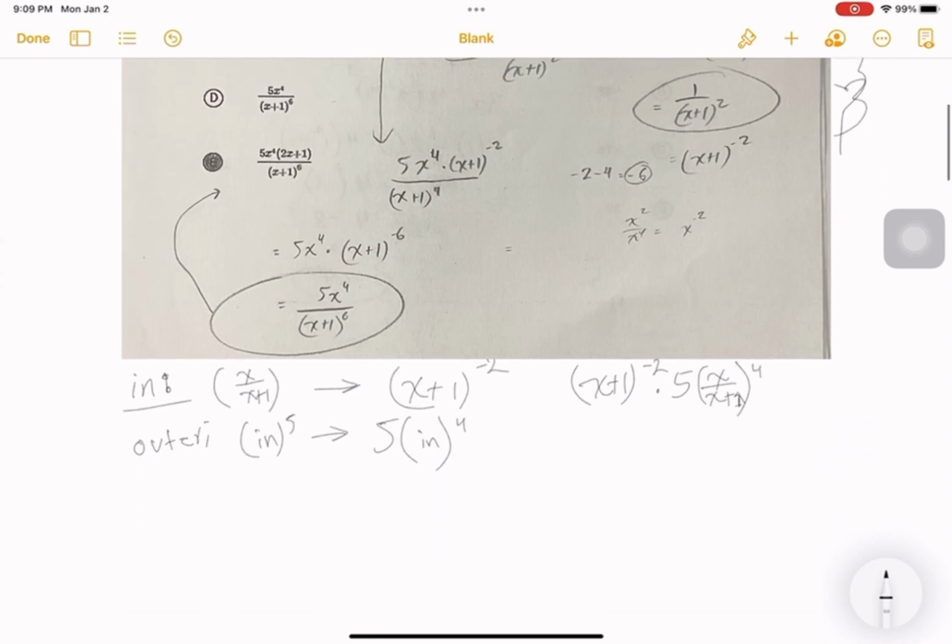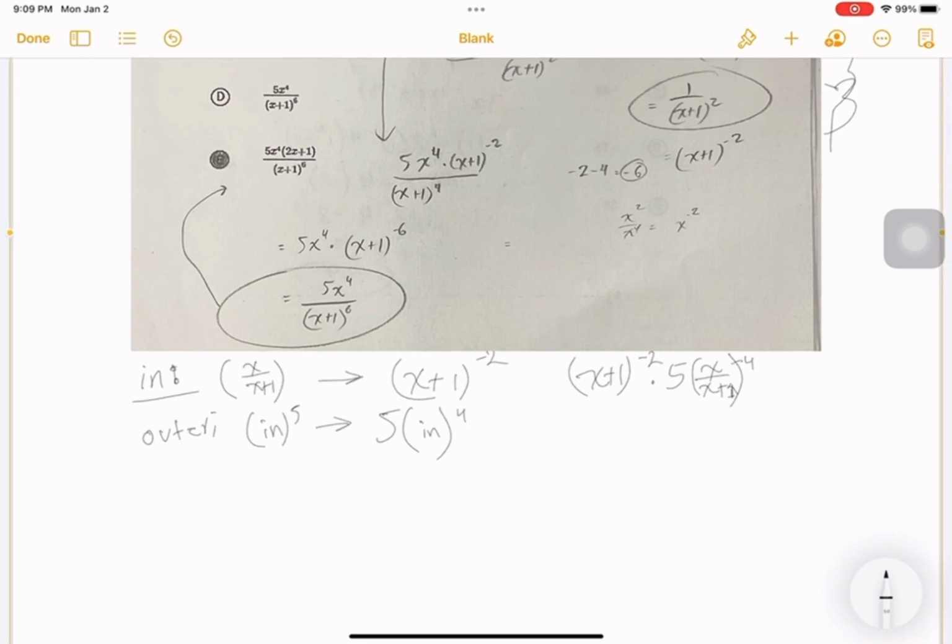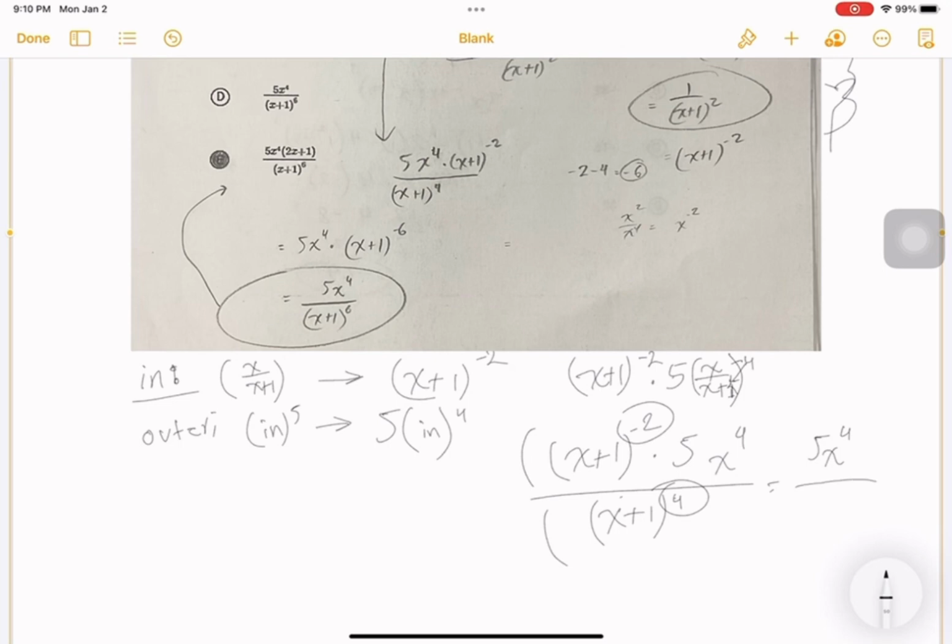And now if we simplify it, we can distribute the power of 4 to the numerator and the denominator, and just multiply 5 across. You should get x plus 1 to the negative 2 times 5x to the 4 over x plus 1 to the 4th power. Now, as you can see, x plus 1 is both in the denominator and the numerator here, and we can subtract the powers or their exponents.